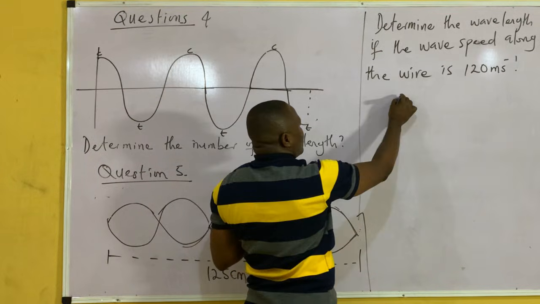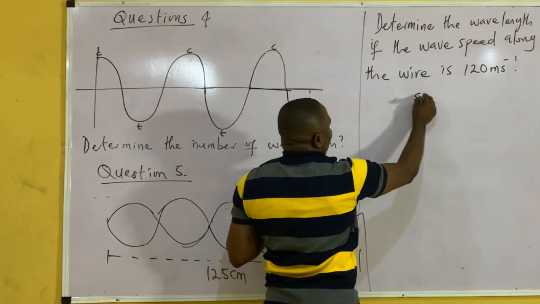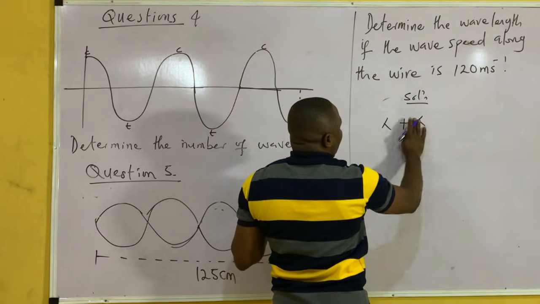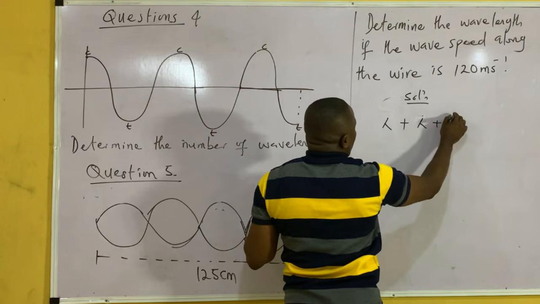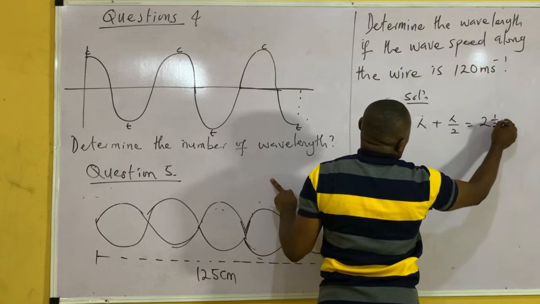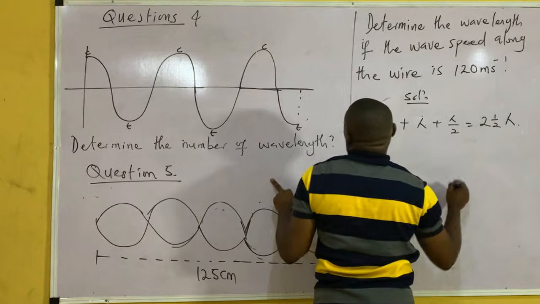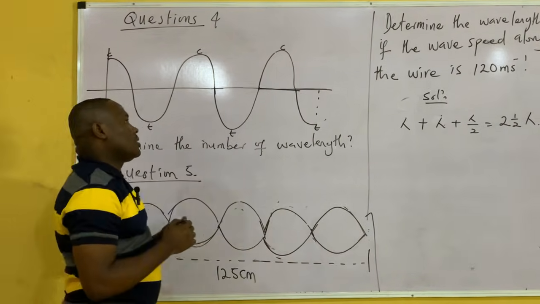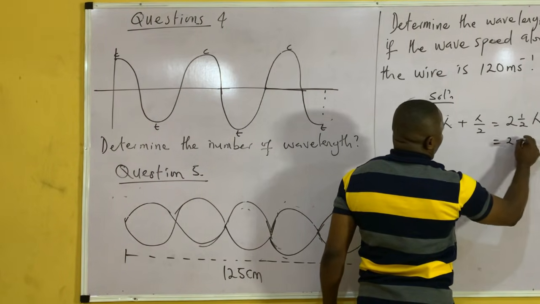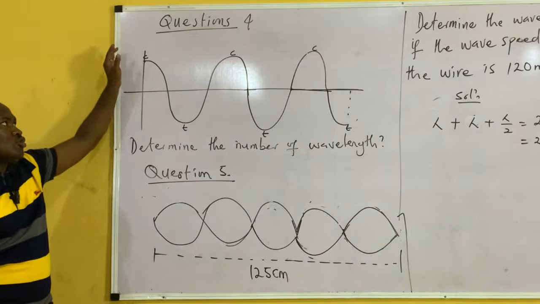So the number of wavelengths we have here is 1 wavelength plus another wavelength, then plus half a wavelength. So that's 2 and a half wavelengths. That's the total number of wavelengths in the diagram, or you have it as 2.5 wavelengths.